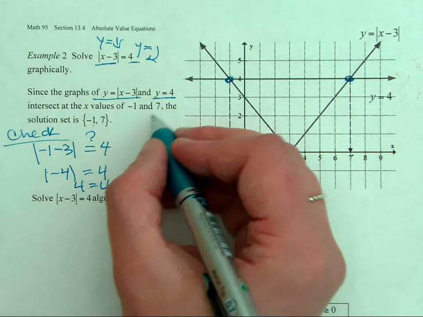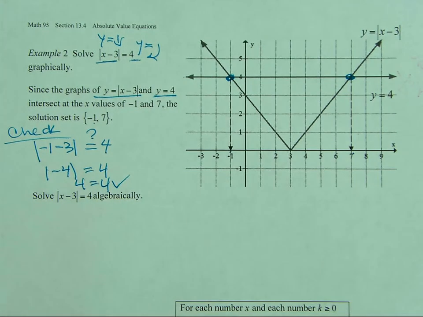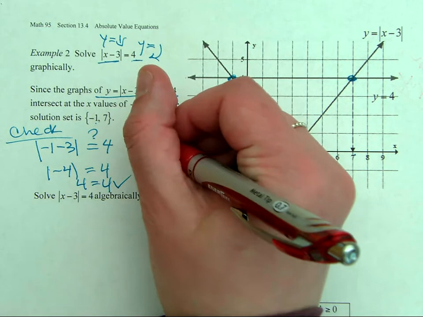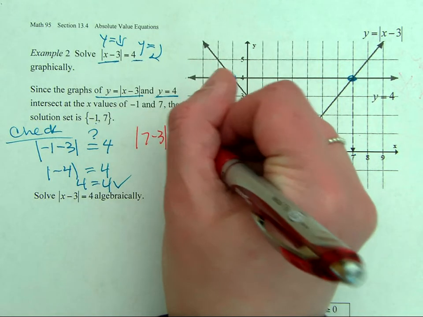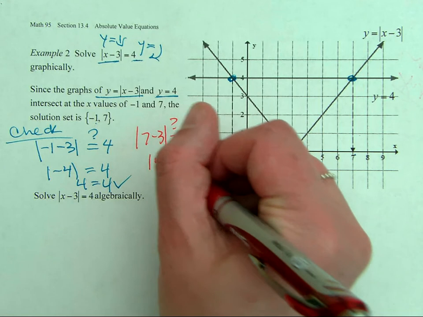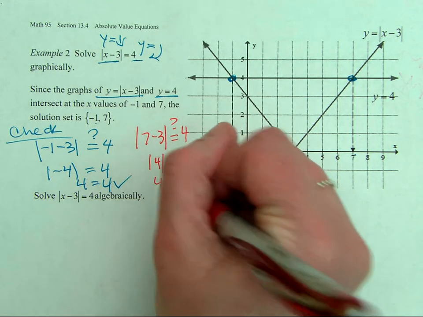We can do the exact same thing for 7. So what we do here is we plug in 7. We have the absolute value of 7 minus 3. Is it equal to 4? We get the absolute value of 4 equals 4, and 4 is equal to 4.